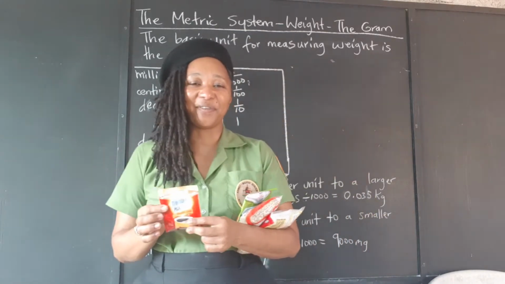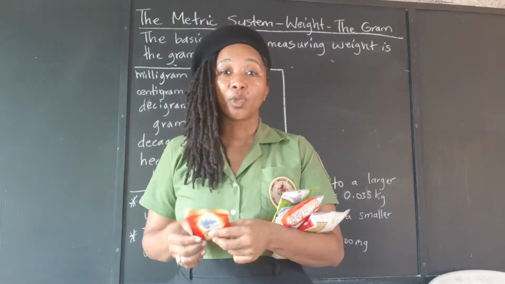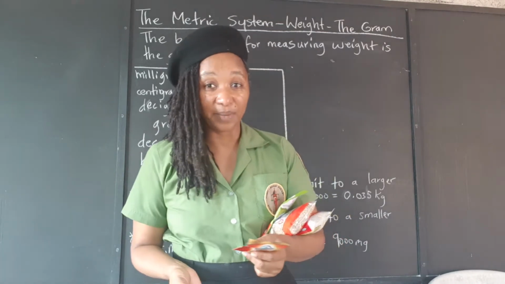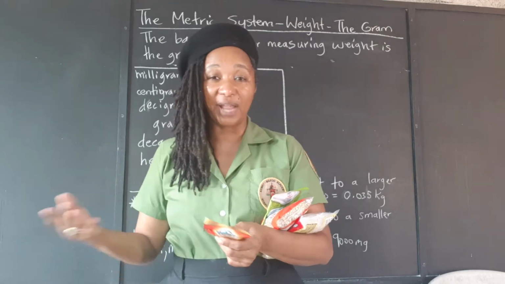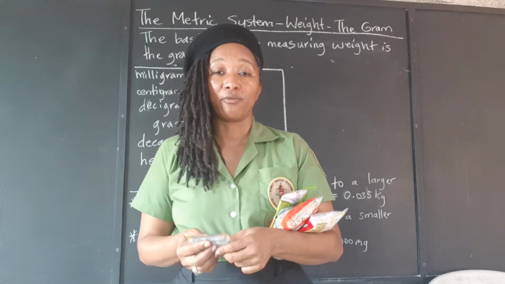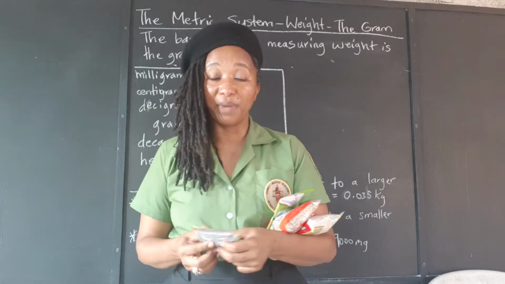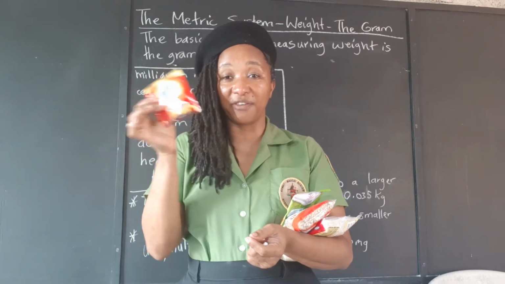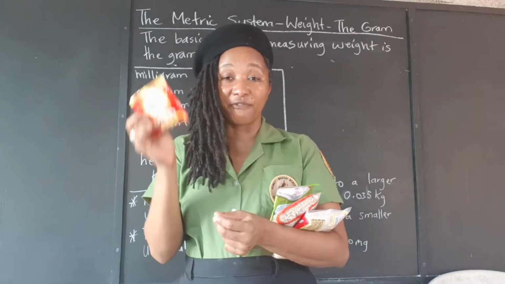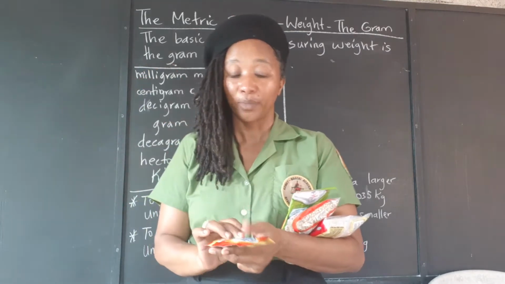so that would give you an idea of how very light the milligram is. So we're talking about something like a mosquito, a fly, an ant, right? That kind of weight would be measured in milligrams. So this little sachet of coffee is already 14 grams.